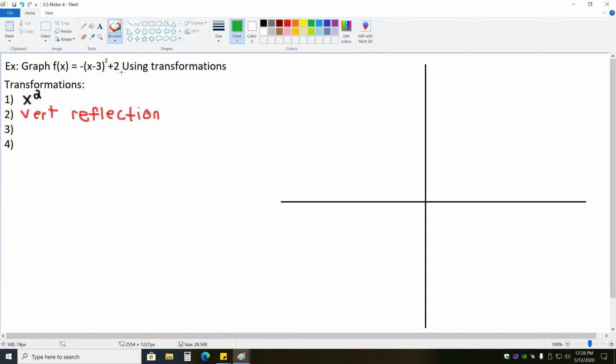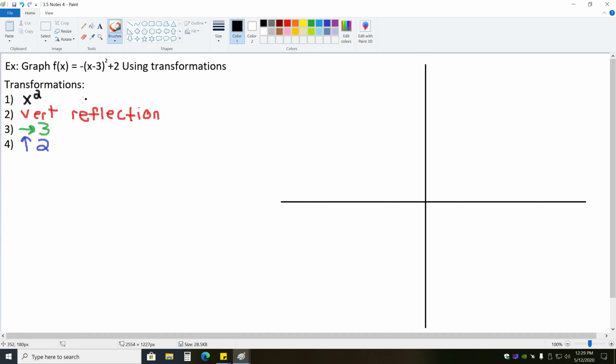It doesn't matter which of these you take care of first. I like to go left to right though. So the leftmost one is this negative 3. Because we are subtracting 3 inside of the function, it's going to go to the right 3. And from there, because we are adding 2 on the outside of the function, it's going to go up 2.